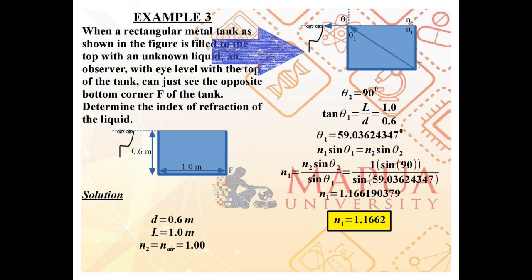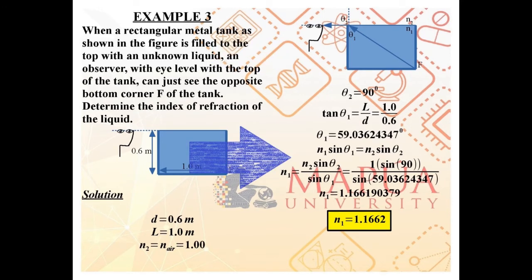Now, we can calculate theta 1 using the dimensions of the tank. Trigonometry tells us that tangent theta 1 is just equal to opposite over adjacent, so that's L divided by D. We can calculate theta 1 to be 59.03624347 degrees. So we now know the angle of incidence theta 1, the angle of refraction theta 2, as well as the index of refraction of air N2.